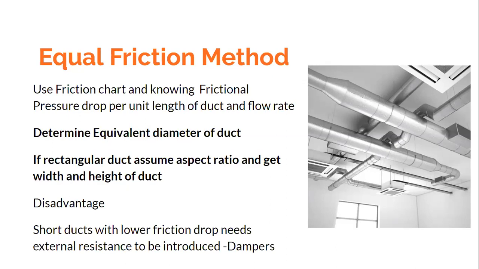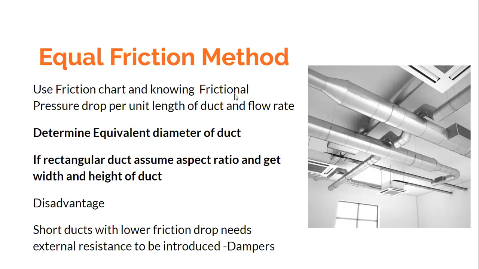So it becomes very easy now. If you are using the equal friction method, you just need to know the flow rate from the load calculations, and you need to keep the friction pressure drop per unit length constant. So you know the 2 parameters, and you are going to get the third parameter, namely the equivalent diameter. So that's all. So it's a very simple method. You know the flow rate from the load calculations.